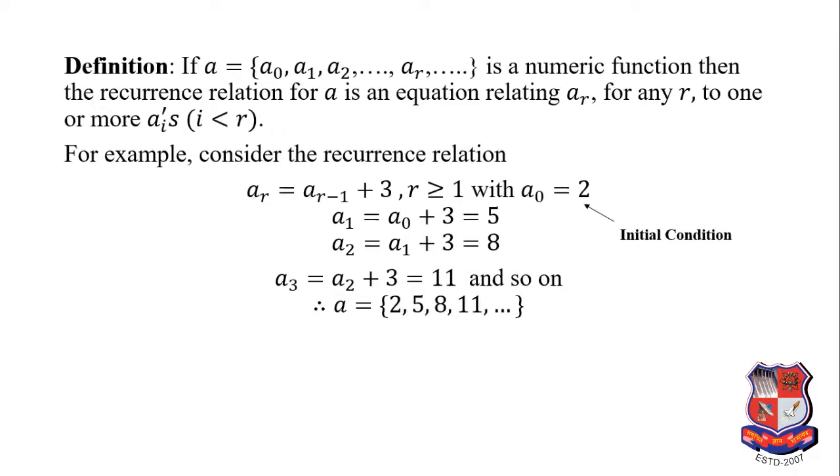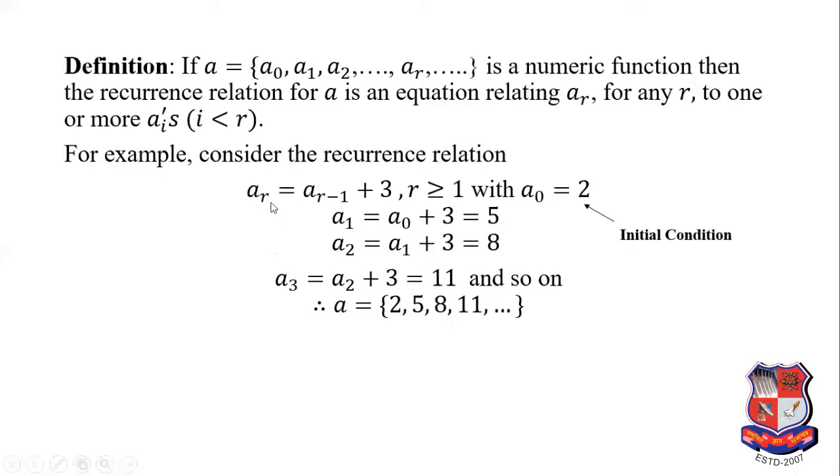Here is the definition for the recurrence relation. If A is a set of some numbers that can also be represented by the series, that is A0, A1, A2 and so on, some numerical function, then the recurrence relation for A is an equation relating AR for any R to one or more AIs where the value of I is less than R. Let's see one of the examples for that recurrence relation.